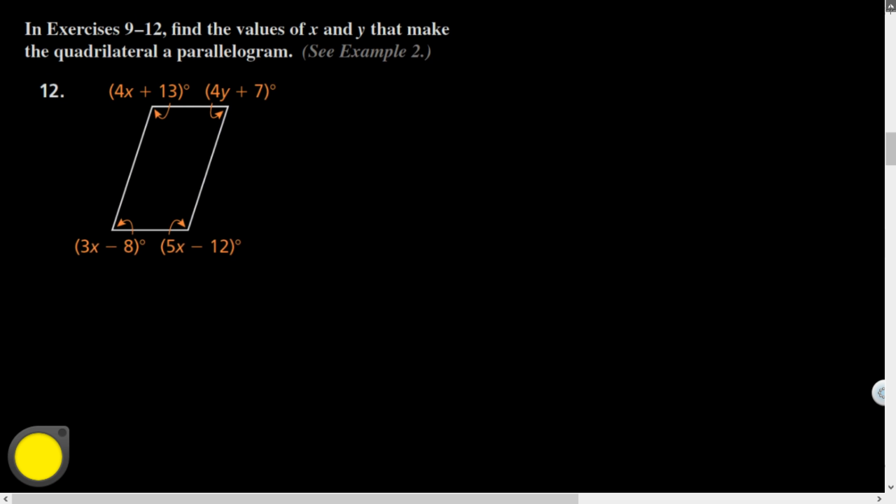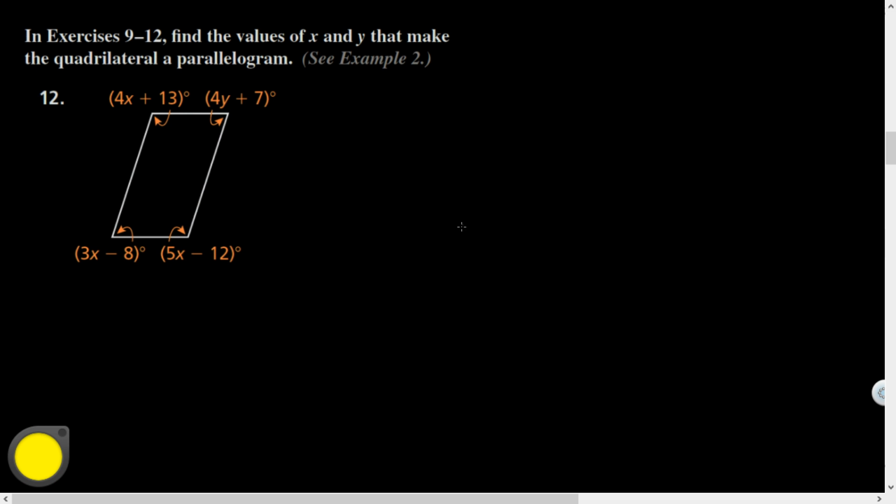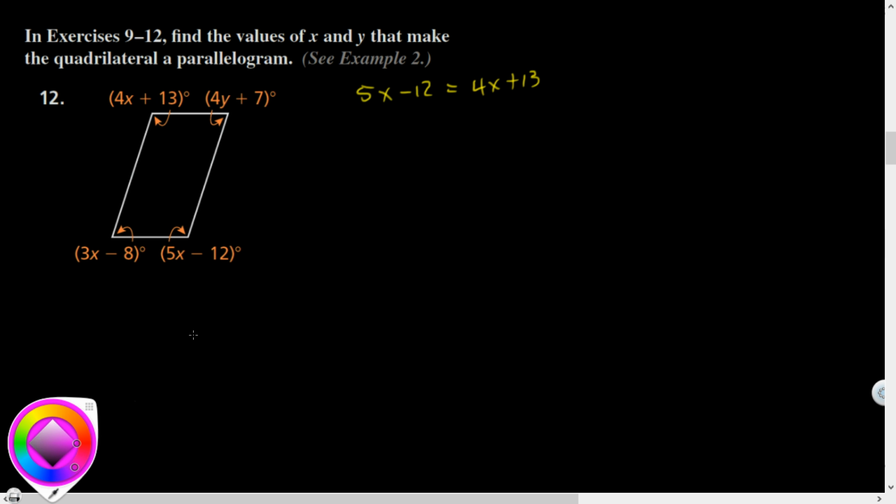All right, this one's a little bit more algebraic and tricky. Question 12, it says, find the values of x and y that make the quadrilateral a parallelogram. So these are angle measures. And if the opposite angles are congruent, then I could prove that it was a parallelogram. So I'm going to find two expressions that only have x's if possible. So I could say these two are equal to each other in measure, or I could say that these two add up to 180. I'm going to do the equal to each other one because 180 is a big number. So 5x minus 12, when that is equal to 4x plus 13, then those opposite angles will be congruent.